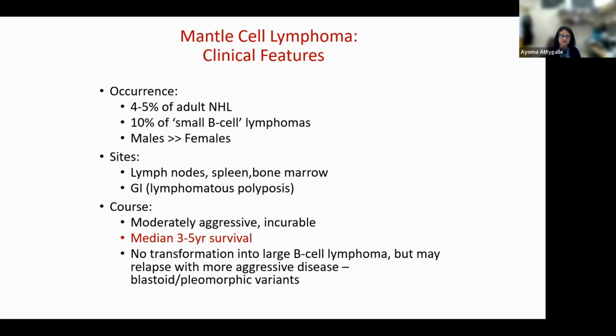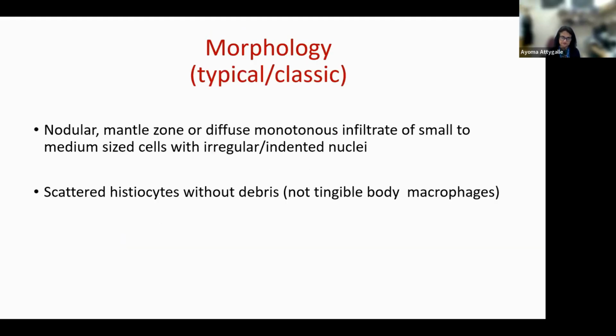So this is moderately aggressive, despite the fact that it looks histologically low grade, and it's incurable. The median survival is 3 to 5 years. And unlike other small B-cell lymphomas, there's no transformation to a large B-cell lymphoma, but when it relapses, it may relapse with a more aggressive disease, which may be the blastoid or the pleomorphic variants.